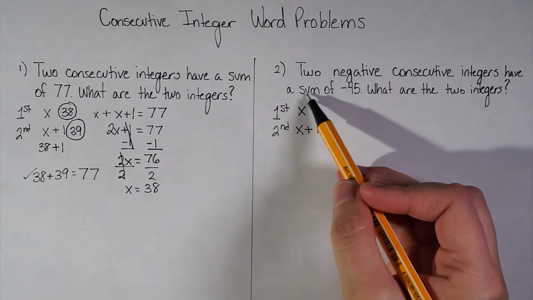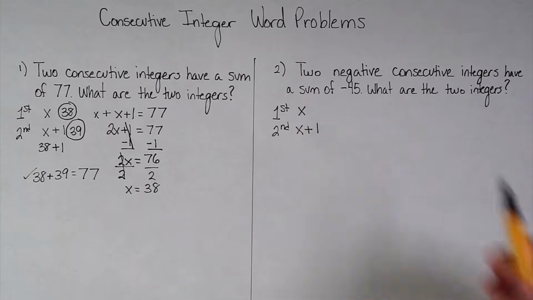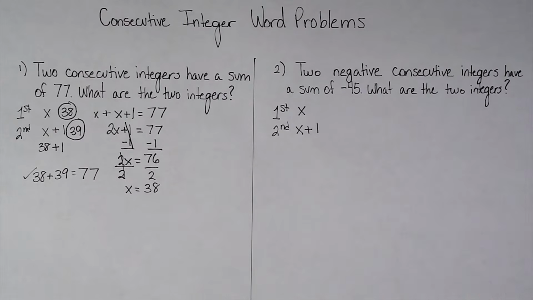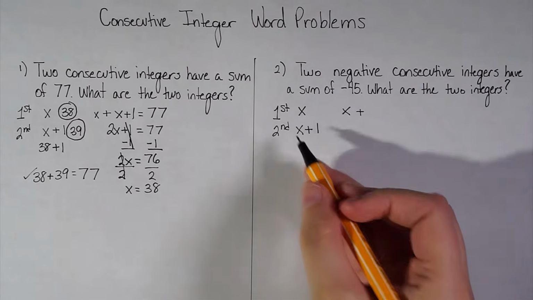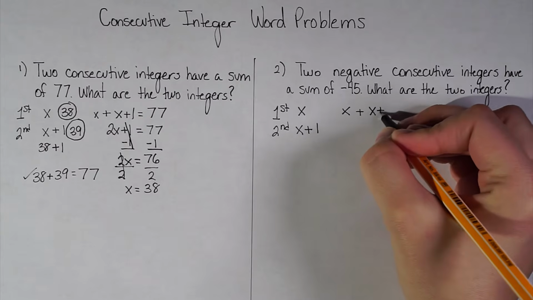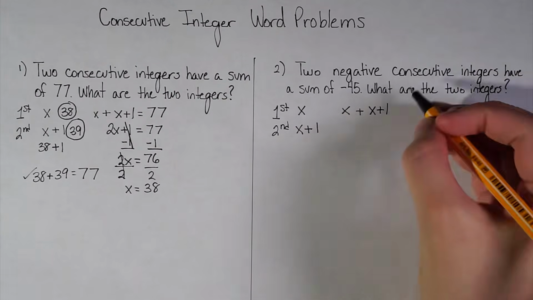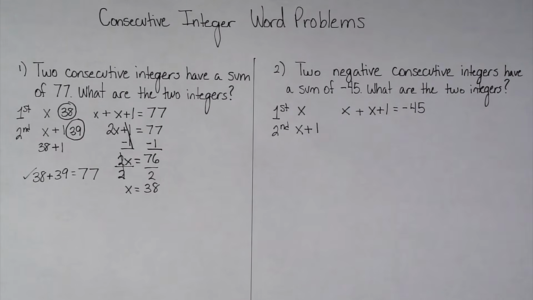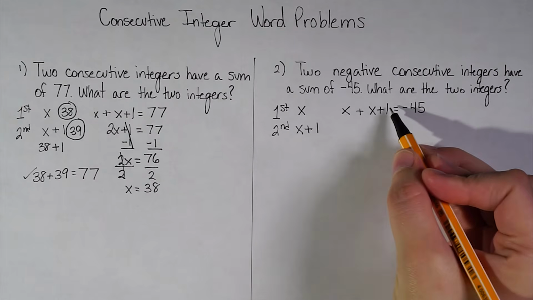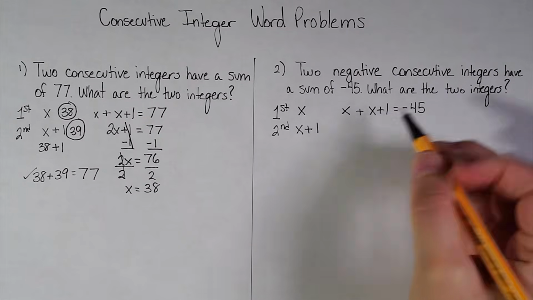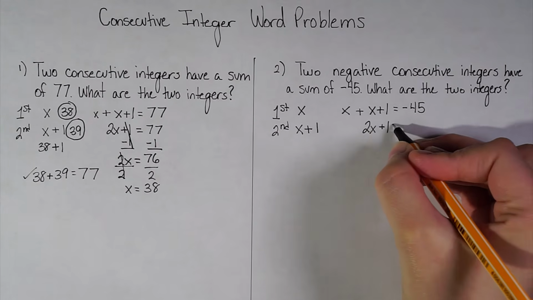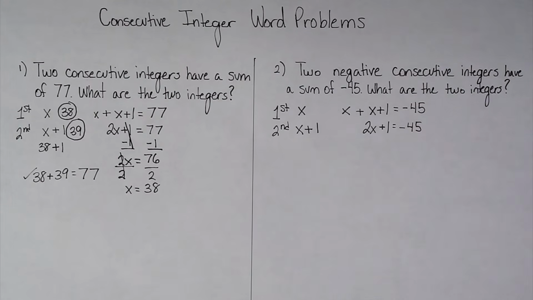These are still being added together. It says they have a sum of negative 45. So let's go ahead and add my two integers together. I've got my first integer, x, plus my second integer, x plus 1, and they have a sum of negative 45, so they equal negative 45. So let me go ahead and combine my like terms on this side. x plus x is 2x. Bring down my plus 1 and bring down my negative 45.